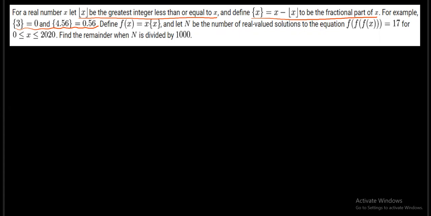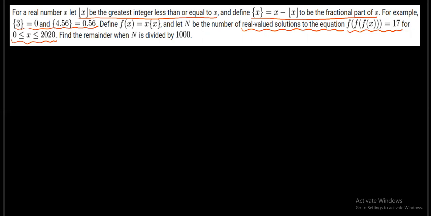Now they have defined the function f of x. Now what is this function f of x? f of x they have defined as x into the fractional part of x, and let n be the number of real valued solutions to this equation. Look at this equation. This is the composition of the function taken 3 times. f of f of f x is equal to 17 for x in the closed interval 0 to 2020. Find the remainder when n is divided by 1000.